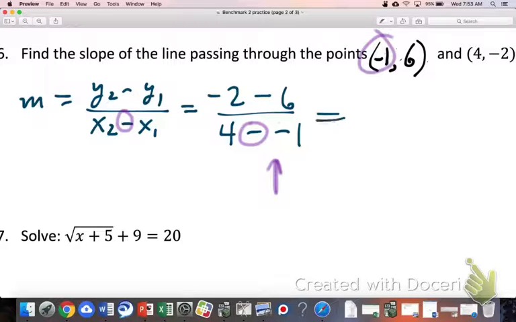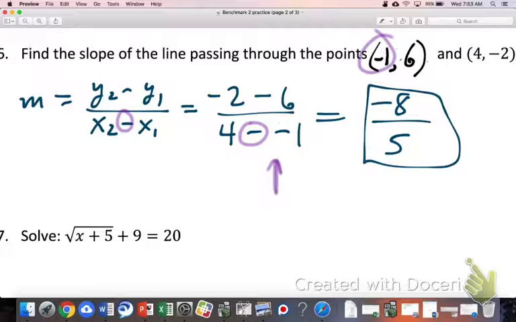Of course, that changes things. This ends up being negative 8, but it's 4 plus 1 in the denominator, which is 5, instead of 4 minus 1, which is 3. So this would be your right answer right here, negative 8/5. And like I said, we're pretty much all the way there. Any questions? All right, cool.